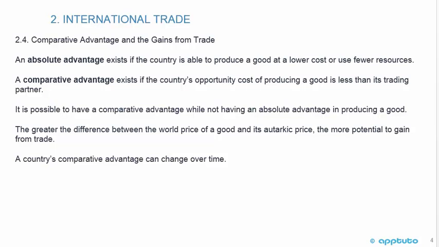An absolute advantage exists if a country is able to produce a good at a lower cost or use fewer resources. A comparative advantage exists if the country's opportunity cost of producing a good is less than its trading partner's. It is possible to have a comparative advantage while not having an absolute advantage in producing a good. The greater the difference between the world price of a good and its autarkic price, the more potential to gain from trade. A country's comparative advantage can change over time.